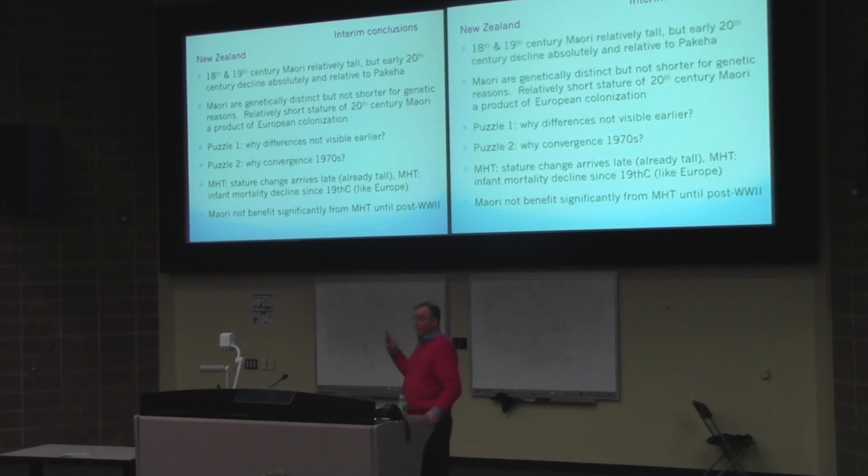The second puzzle is this: after things got so bad, then the convergence in the 1970s, and how do we explain that? So that's why there's lots more writing to be done on the Maori. In terms of the theme that we're looking at here, the quick way to summarize it, the Maori did not benefit significantly, obviously, from the modern health transition, this package of improved health, until after World War II. But when they did, then they really did. And it has been considerable improvement.